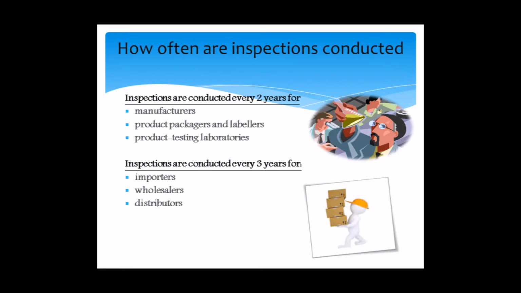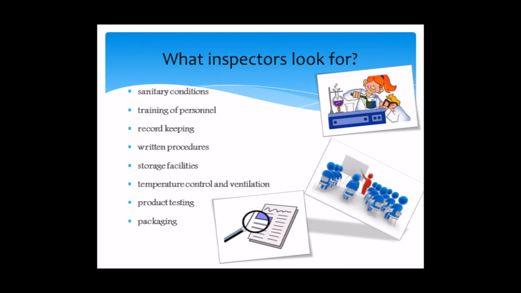How often are inspections conducted? Inspections are conducted every 2 years for manufacturers, product packagers and labelers, and product testing laboratories. Inspections are conducted every 3 years for importers, wholesalers, and distributors. What do inspectors look for? Sanitary conditions, training of personnel, record keeping, written procedures, storage facilities, temperature control and ventilation, product testing, and packaging.